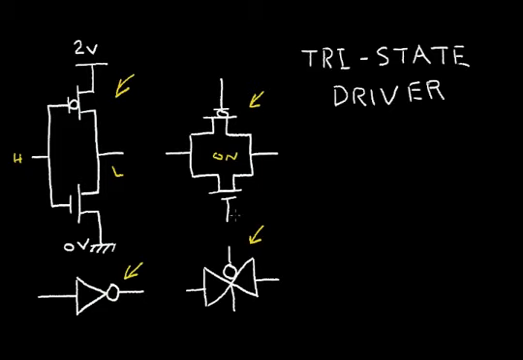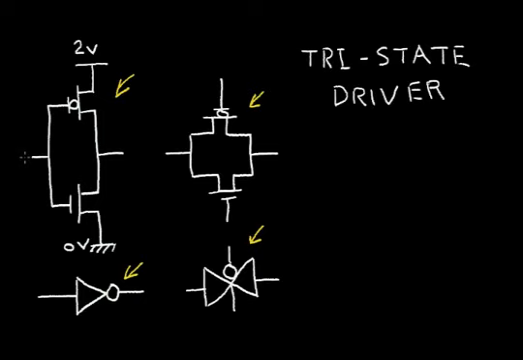So the gate of the N channel is at a high voltage, and the gate of the P channel is at a low voltage. When the transistors are off and the switch is off, the gate of the P channel is at a high voltage, and the gate of the N channel is at a low voltage. So let's consider what we can do with this circuit. And let's consider how we can use this circuit to make a tri-state driver.